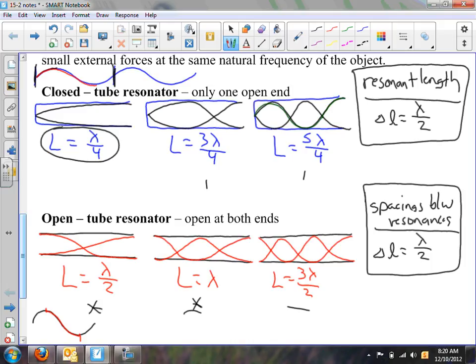the difference in the resonant spacings will always be 1/2 a wavelength. Now the difference between them is the first one will resonate in a closed tube at L equals wavelength over 4. In an open tube, the lowest one, the first one, will resonate at L equals wavelength divided by 2. So closed was L equals wavelength over 4. The open is L equals wavelength divided by 2.